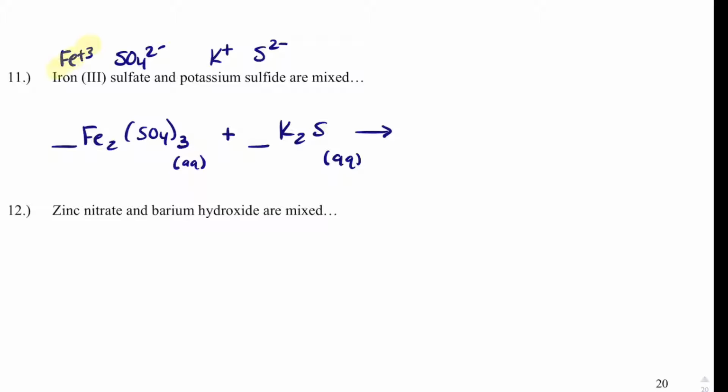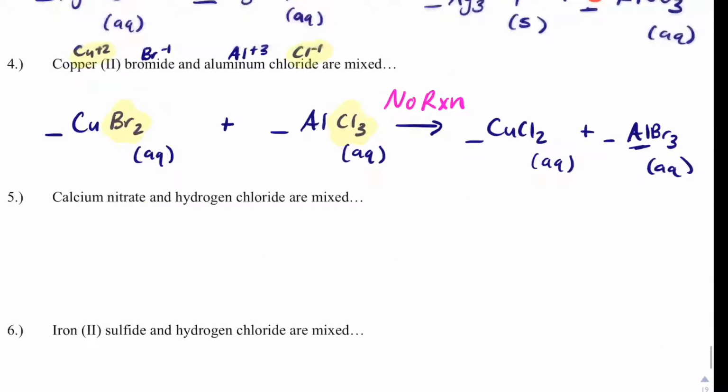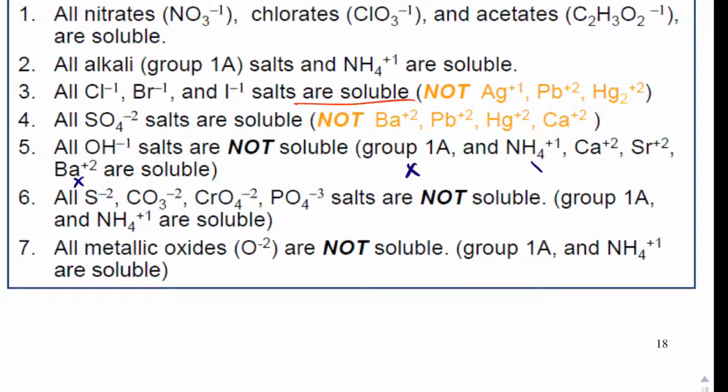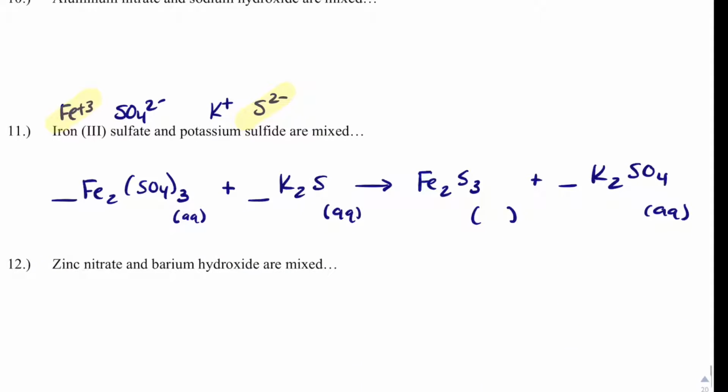And I'm going to get iron pairing up with sulfide, and so I get Fe2S3, and I don't know that state of matter off the top of my head, plus potassium sulfate, and that has potassium, so of course it will be aqueous. And I've got to go back and look at my solubility rules for sulfides, so I'll scroll up here, and sulfides are actually always going to be not soluble unless they're paired with group 1A, which iron is not, or ammonium, which again iron is not. So I know that that's going to be not soluble, which means it will be a solid.